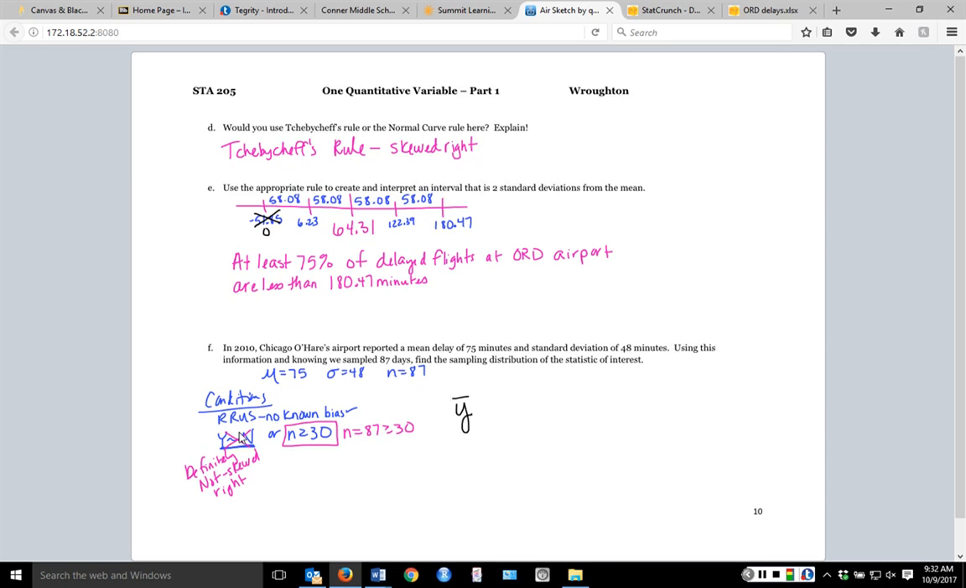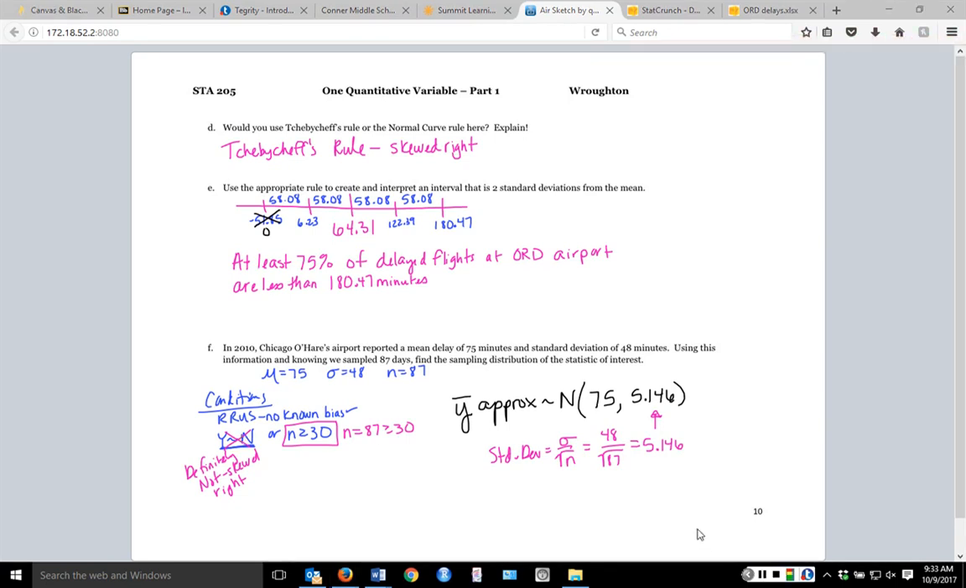So then I can say that my sample mean is approximately distributed normal with a mean of mu, which is our 75. But then I need to find my standard deviation. That's sigma over the square root of n. That's my 48 over the square root of my 87, which is 5.146. And then that number is going to go up here for me. Again, that's all you need for a sampling distribution. We don't need to find a z or anything yet.